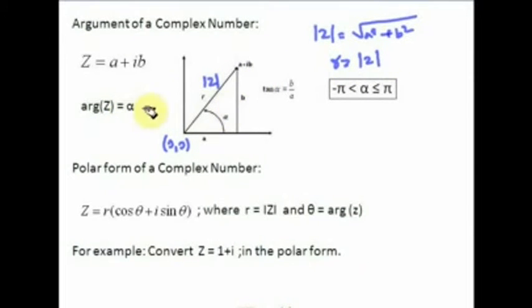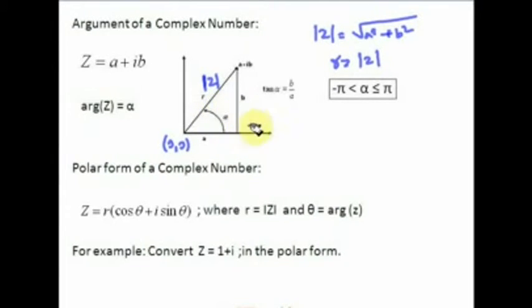The argument of z is defined as the angle made by the vector. The vector is used to represent the complex number on the argand plane. It is the angle made by the vector with the x-axis.